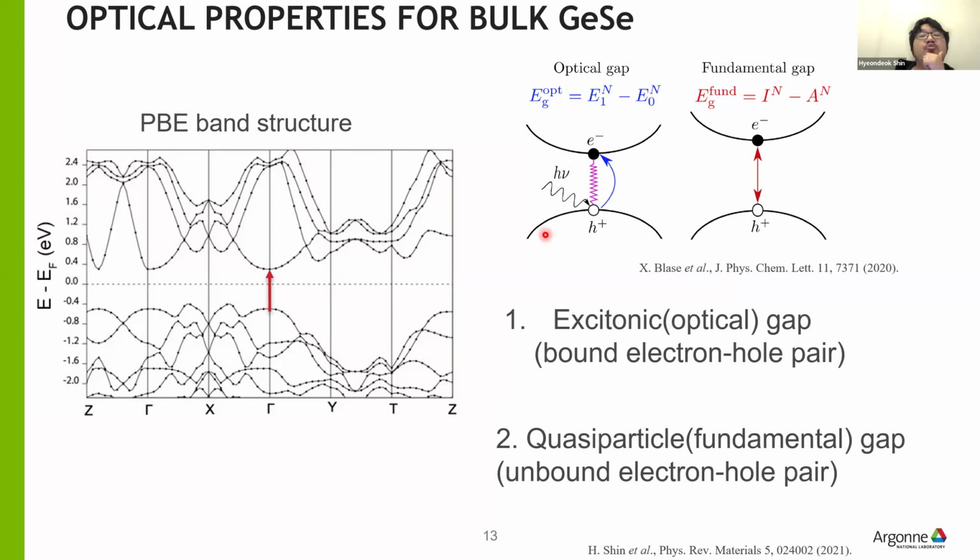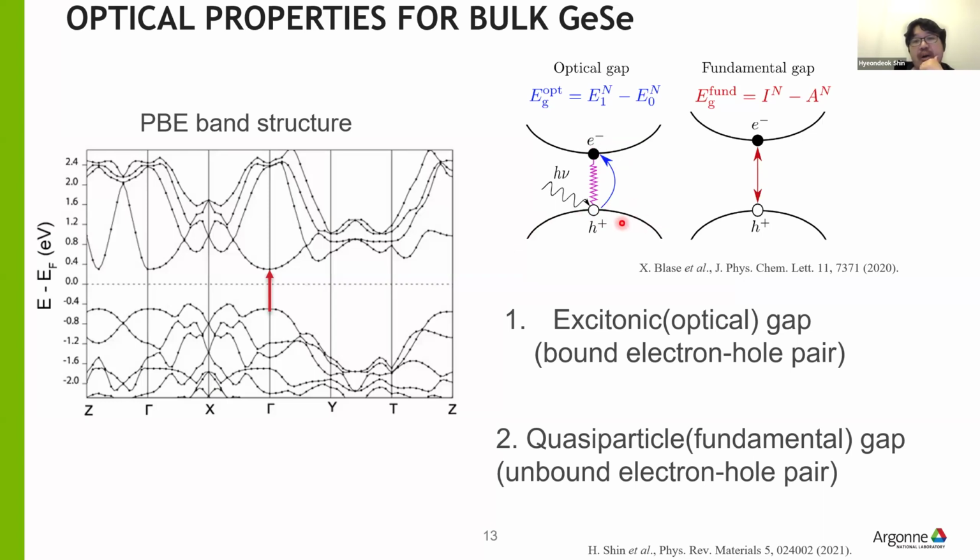There are two ways to calculate the band gaps of a system. One is the optical gap, and one is the fundamental gap. The optical gap, or excitonic gap, is the lowest photon energy that the neutral system can absorb to promote it from the ground state E0 to the excited state E1. That photon energy simultaneously promotes an electron to the conduction band and leaves a hole in the valence band.